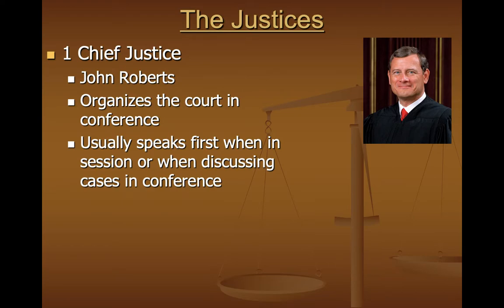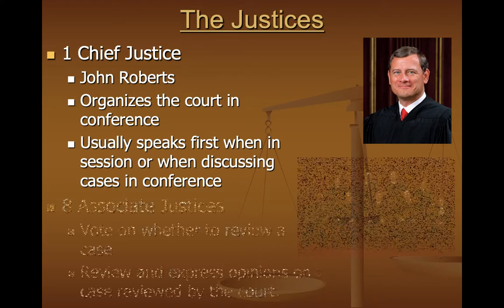The Chief Justice is also used to identify the different eras of the Supreme Court and its history. Since John Roberts is currently the Chief Justice, this era will be classified as the Roberts Court, and all of the decisions associated with it will be identified as being decisions under John Roberts' leadership.